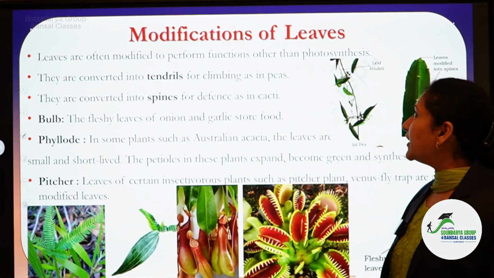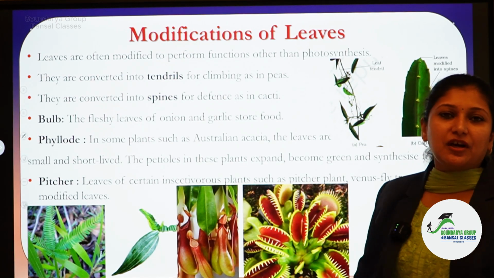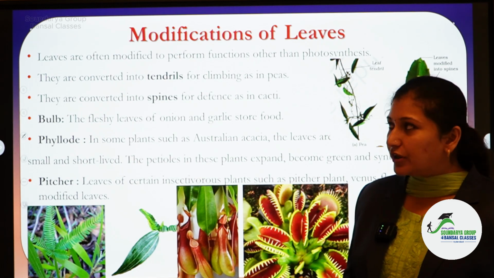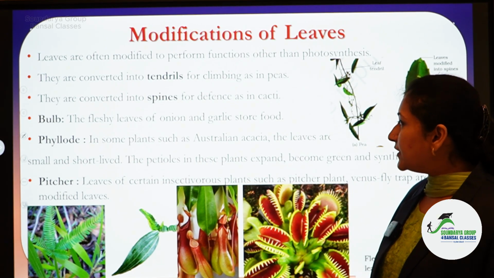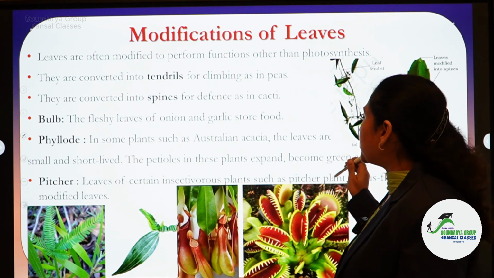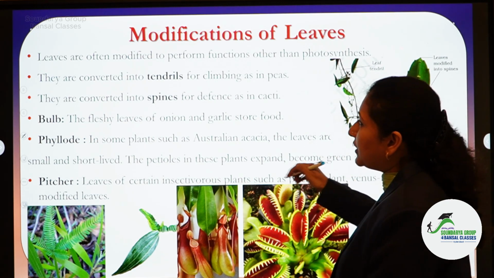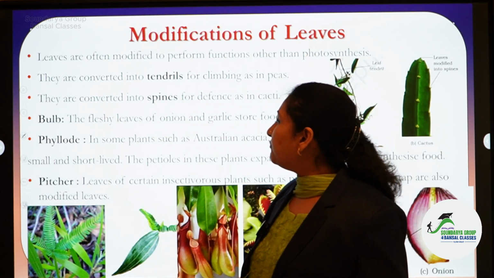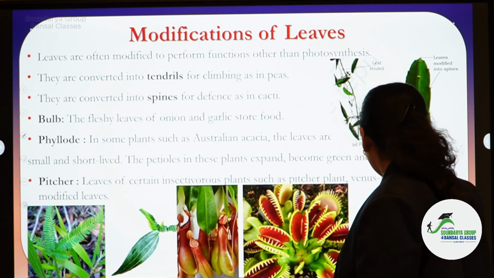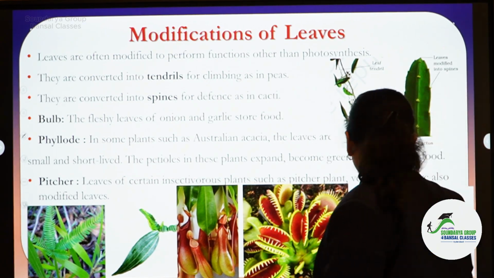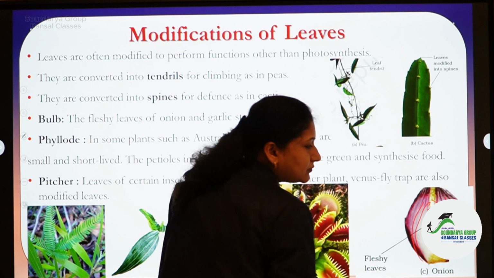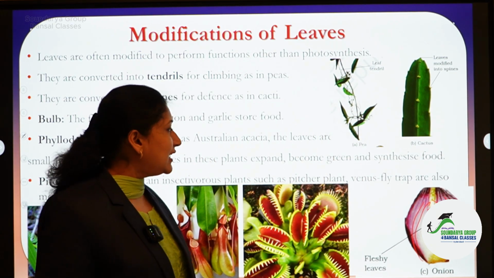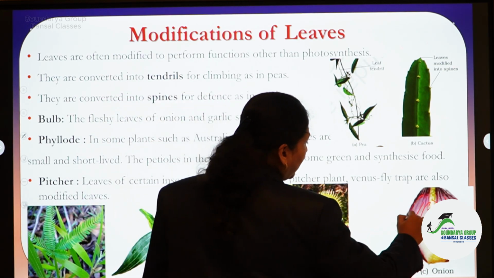The next one, modification of leaves. Leaves are mainly meant for photosynthesis. Other than that, if they start doing some other function, we call it modification of leaf. The first modification is for storage of food. Leaf modification for storage of food, you can see here in the case of onion. Leaves start storing food and become fleshy, in the case of onion and garlic, which are examples of storage forms of food.